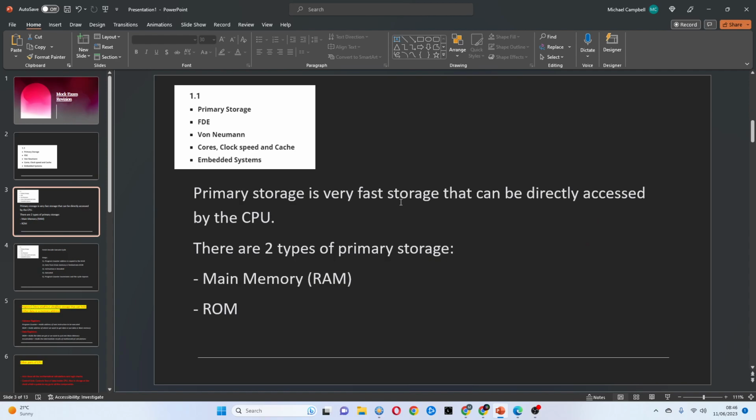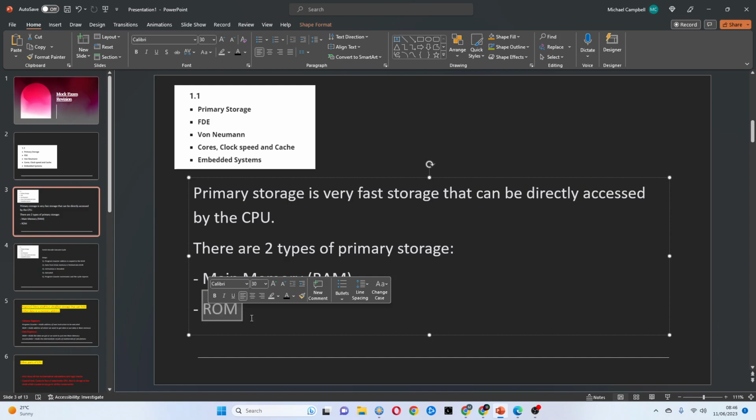Well, it's very fast storage that can be directly accessed by the CPU. Okay, it's not what a lot of people say, which is non-volatile. A lot of people say, sorry, volatile. So volatile, non-volatile, if you remember, volatile means that the data's lost if you turn the power off, and non-volatile means the data's not lost if you turn the power off. And people often say that's the difference between primary and secondary storage. It's not, because one of the primary storages is ROM, and ROM is non-volatile.